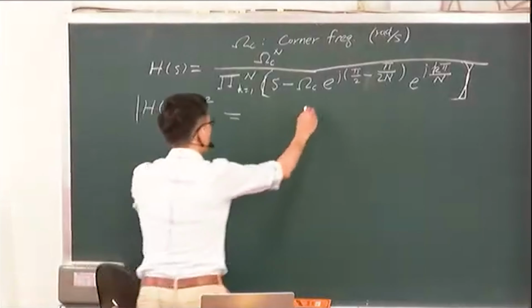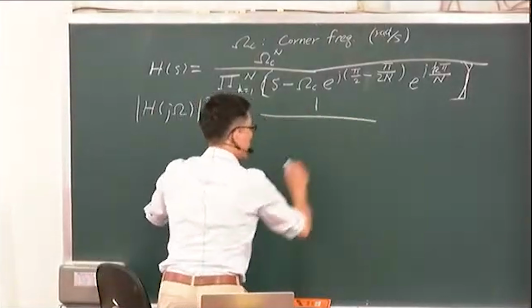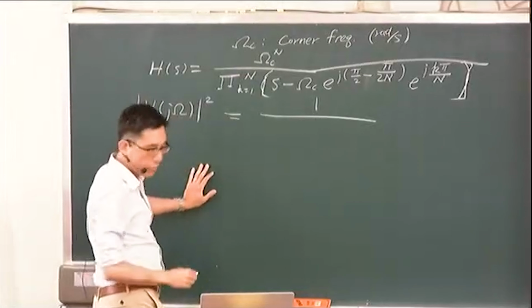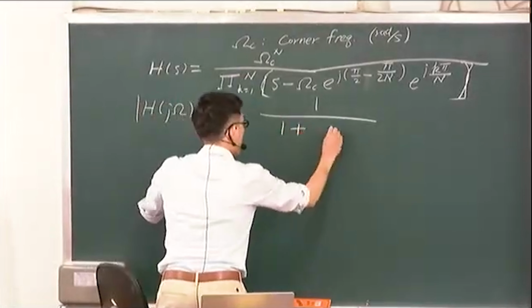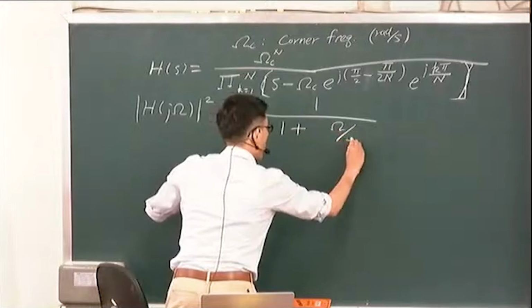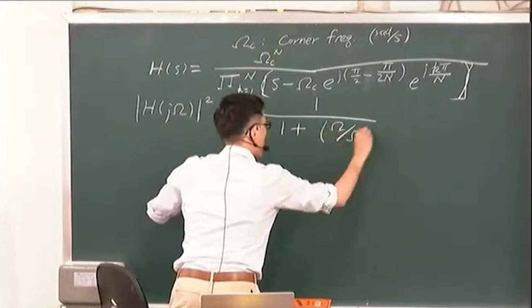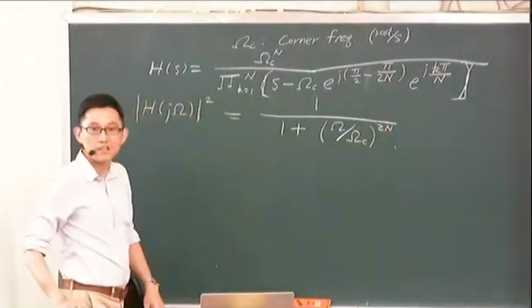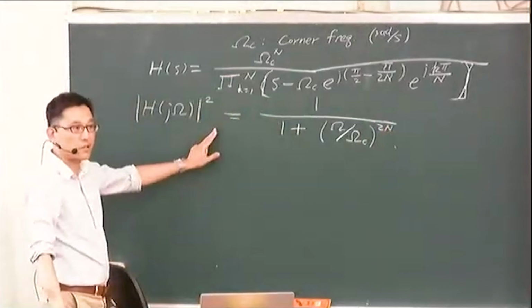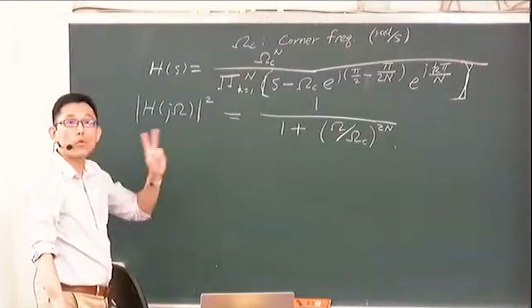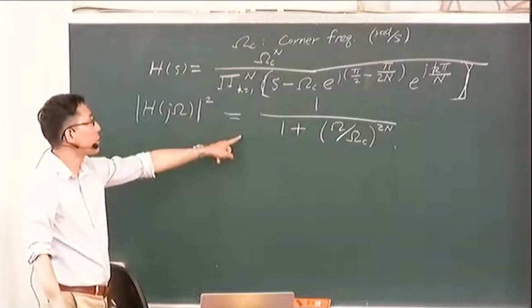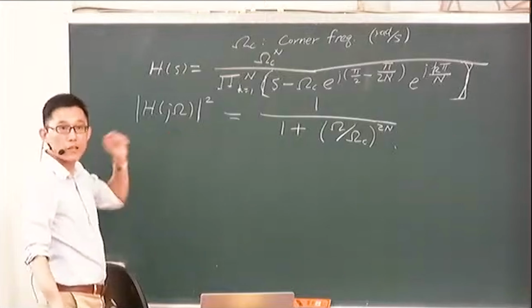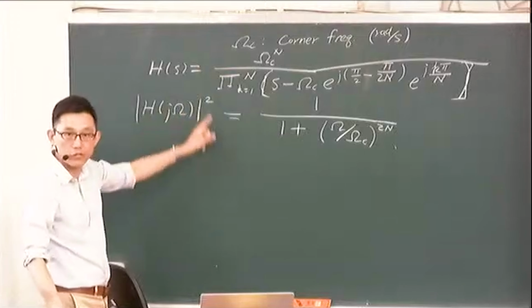So let me write it. The magnitude response is just 1 over something, a thing that has a very easy expression: omega divided by omega c, to the power of 2n. It's wonderful, a very nice result. So we do two things. First, let's make a plot of this result, and then we check why this is the case.